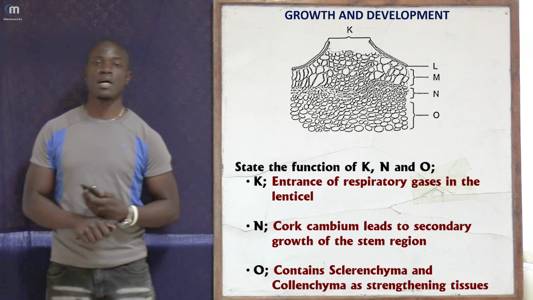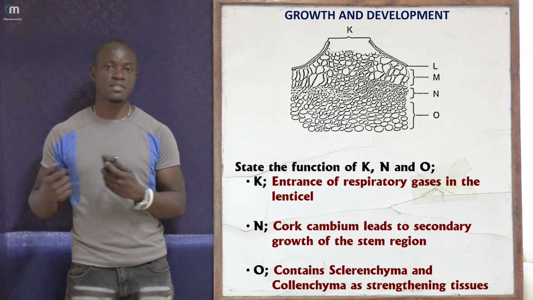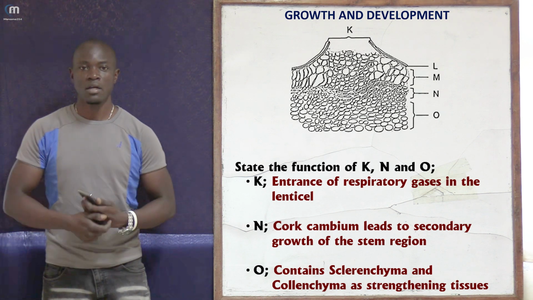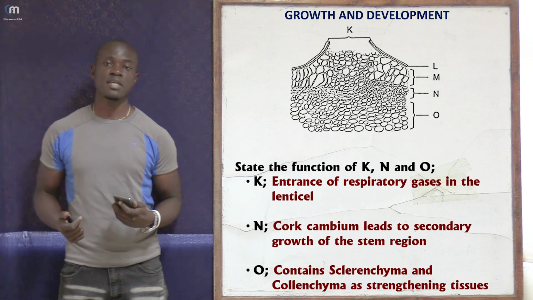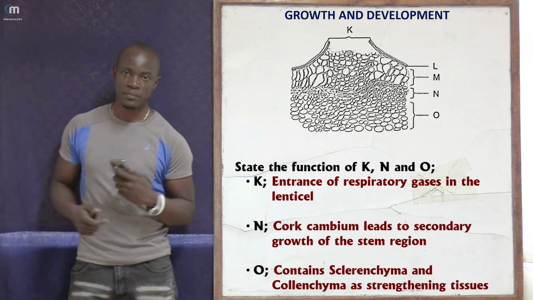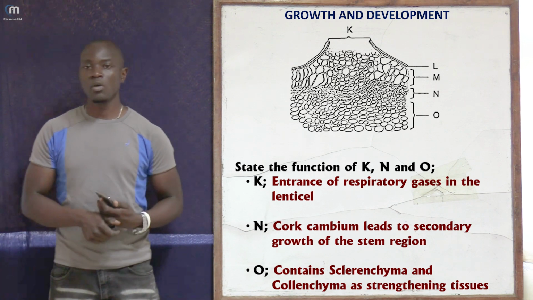Then we have region N. Region N gives rise to the cork cells and the secondary cortex, which will lead to secondary growth. Secondary growth, remember, increases the width or girth of the stem. That is secondary growth. So what about the region labeled O?